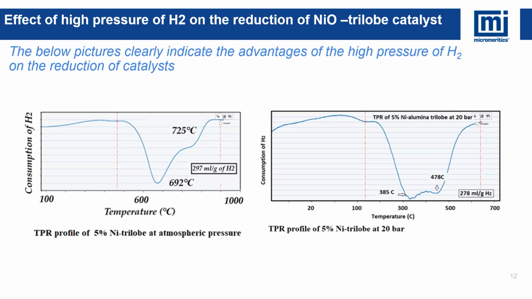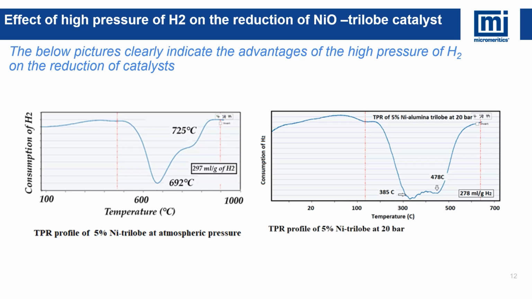It is very well known that if we raise the hydrogen pressure, the reduction peaks are going to be at a much lower temperature. And this is very advantageous for us, because if we can reduce the sample at lower temperature, we are minimizing the sintering of the active species.